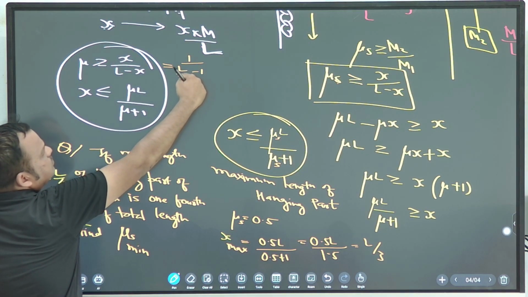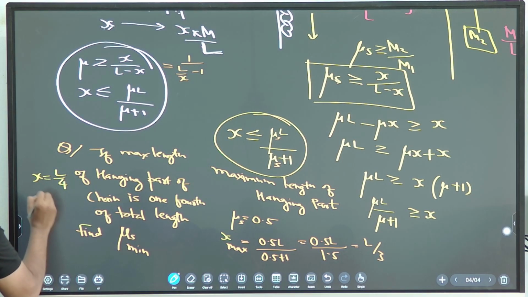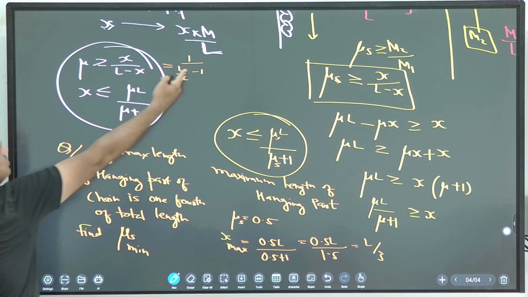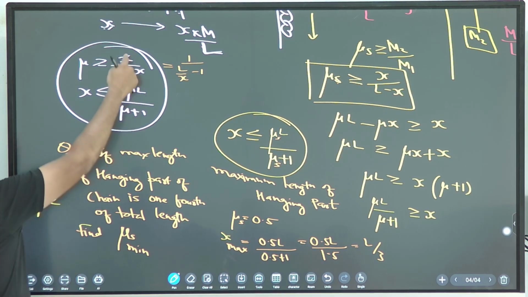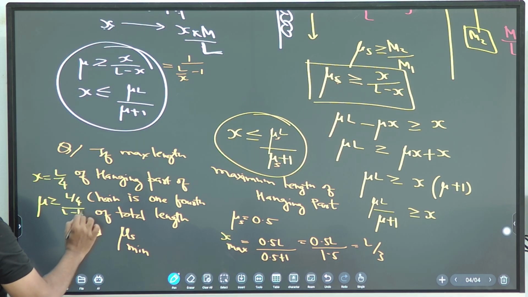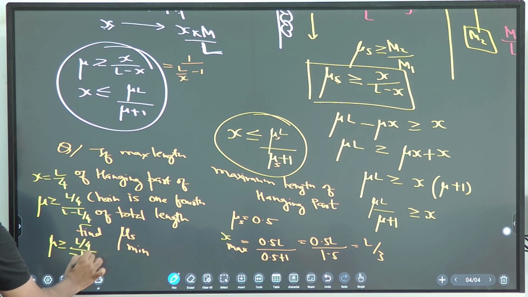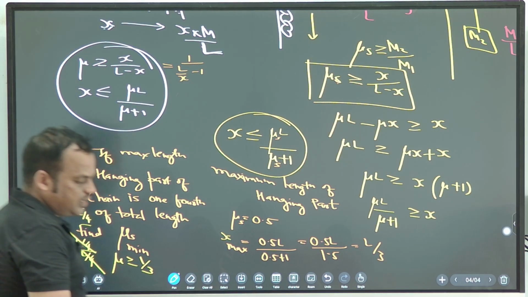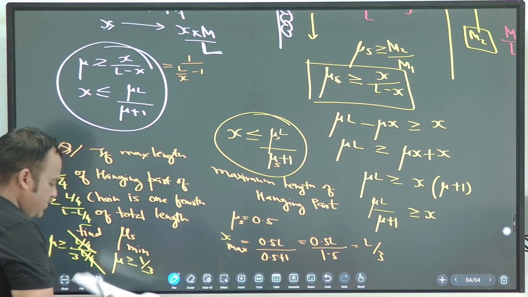You put it here. So what is mu? So mu must be greater than or equal to, x is L by 4. You can use this or this. L by 4 by L minus L by 4. 3L by 4. So mu is greater than or equal to L by 4 by 3L by 4. L by 4, L by 4 cancel. So mu must be greater than or equal to 1 by 3. Note down. So minimum value of mu is 1 by 3. Okay, clear? So this is the chain question.